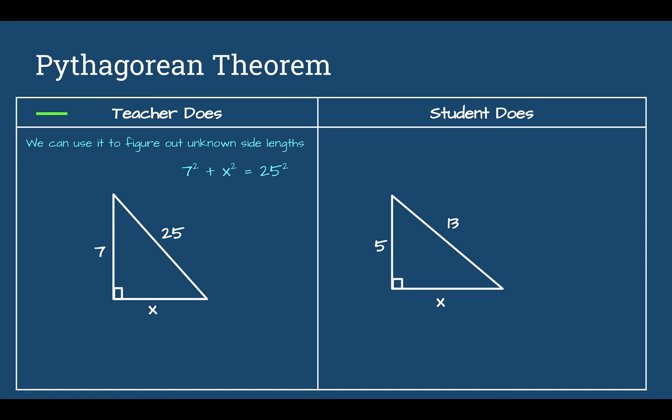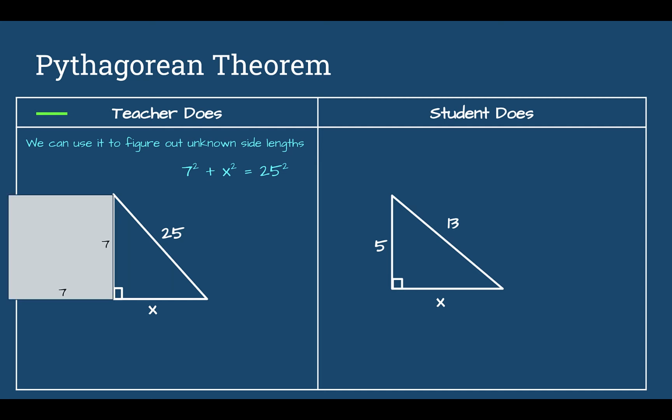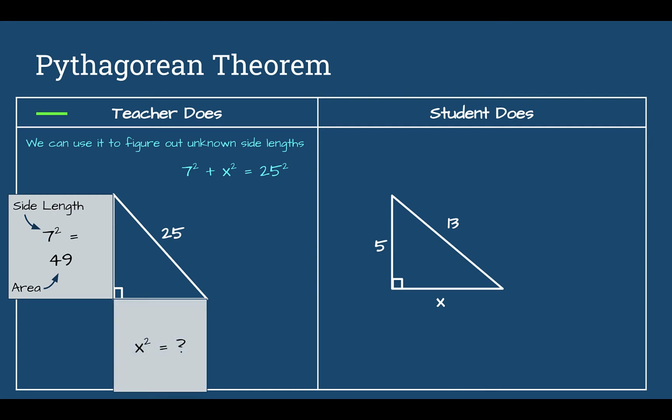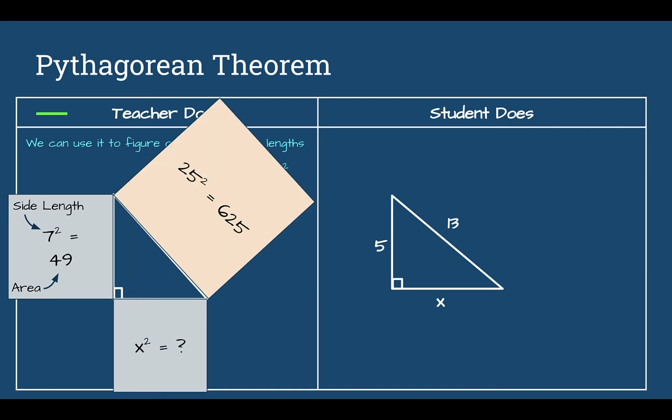So for this one, let's actually draw squares. So I know that that side of the square was 7. If it's a 7 by 7 square, the side length is 7, so the area must be 49. For the x, I don't know what the side is. It's x, so the area must be x squared. And then for my longest side, 25 is the side length, so the area must be 625.